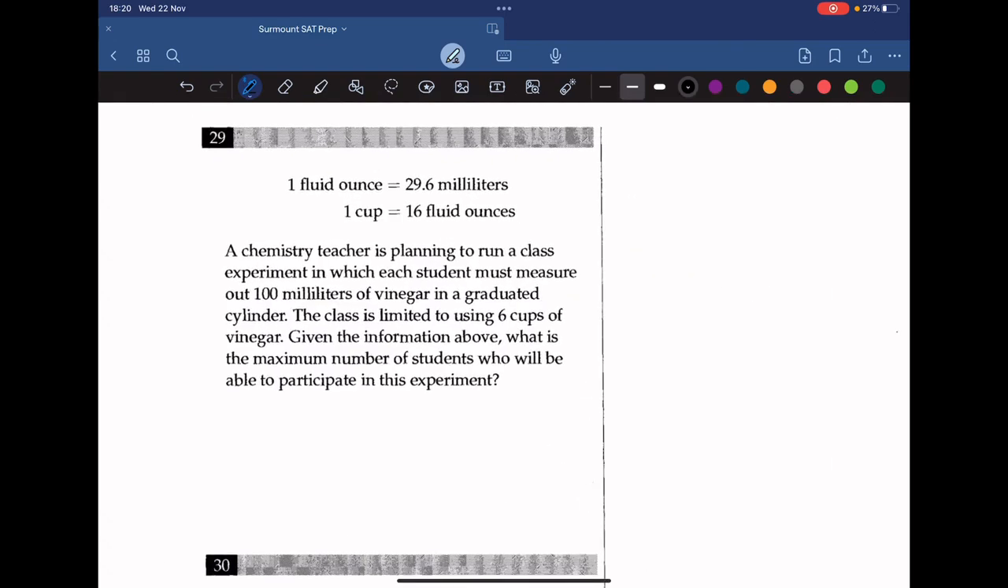Okay. A chemistry teacher is planning to run a class experiment in which each student must measure out 100 milliliters of vinegar in a graduated cylinder. The class is limited to using 6 cups of vinegar. Given the information above, what is the maximum number of students who will be able to participate in this experiment?